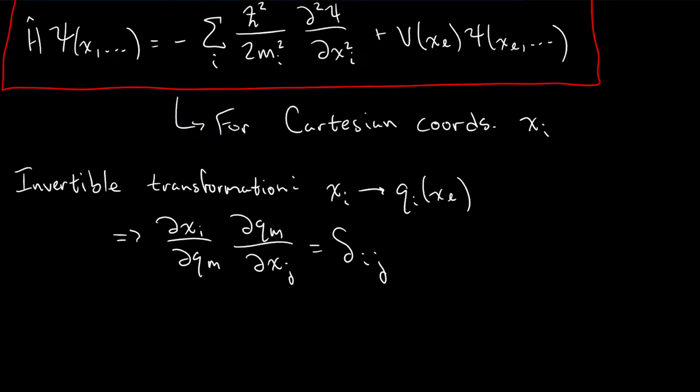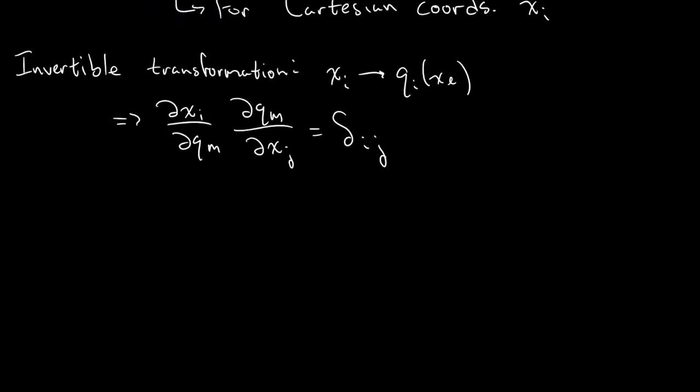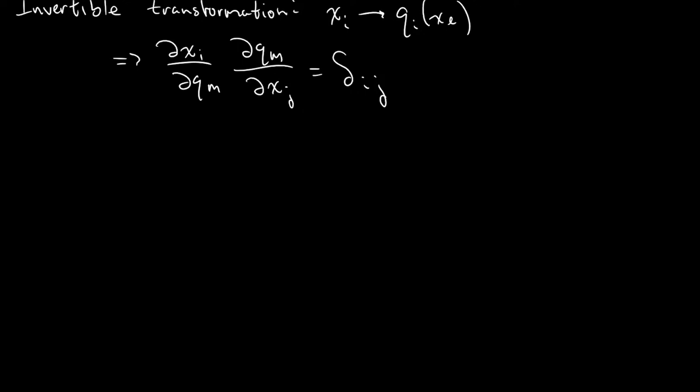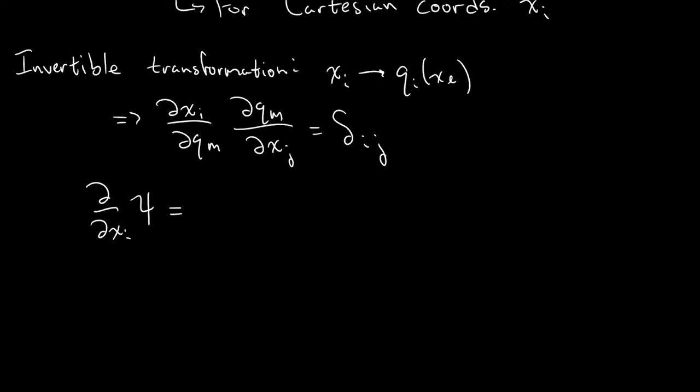So, what happens if I make this transformation? Well, when I take the derivative, d by dx_i, say acting on psi, now say I rewrite psi in terms of these new coordinates q. Then I have to take that into account by using the chain rule. So this is just going to be dq_m/dx_i times d psi/dq_m.